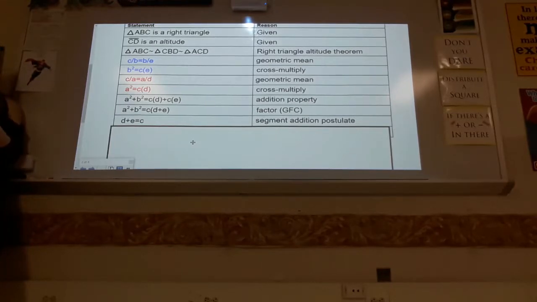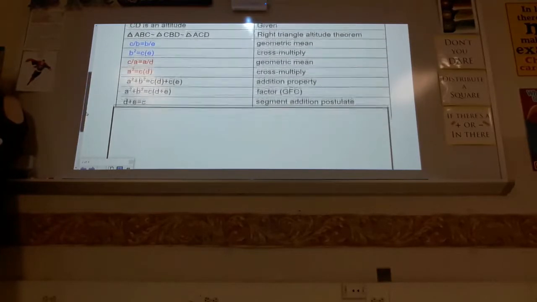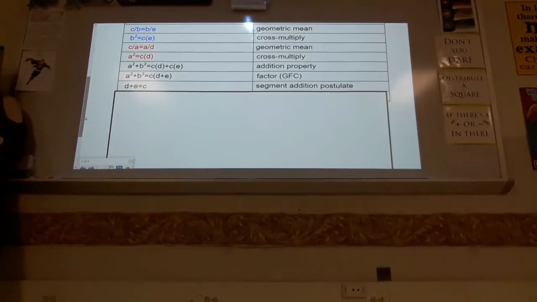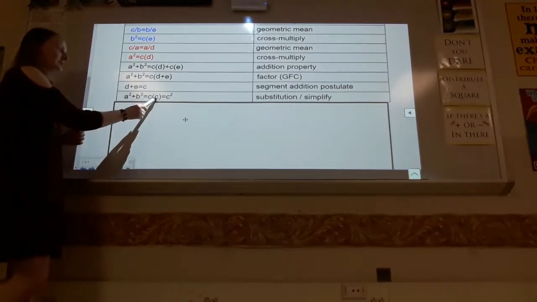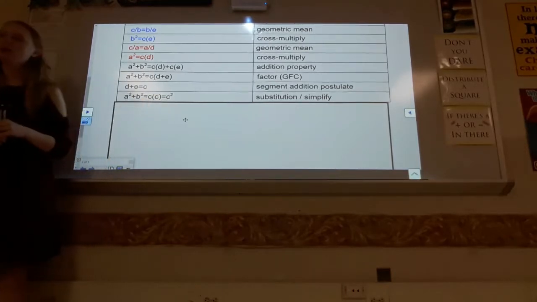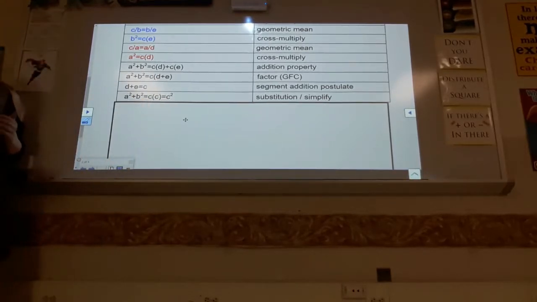And then how can I wrap up my proof? If I know that d plus e is equal to c, I can use substitution to replace the d plus e with a c, and c times c is really c squared. So that gets you your a squared plus b squared equals c squared.